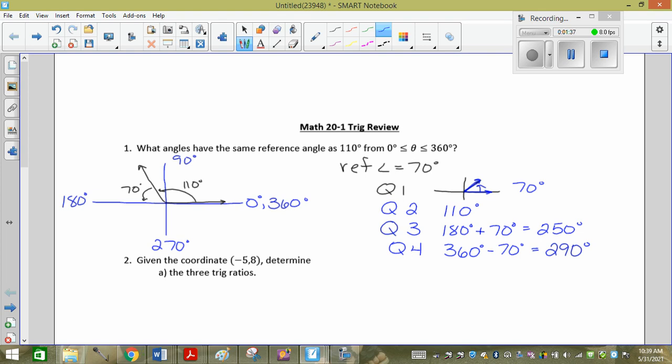How'd you do on that one? Good? So in quadrant 2, the only one I didn't draw, you do 180 minus the reference angle, right? Quadrant 3 it's 180 plus, quadrant 4 is 360 minus, quadrant 1 it is the reference angle.